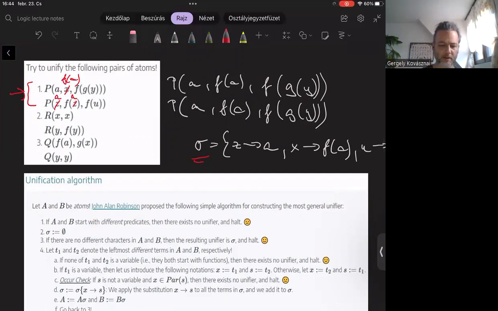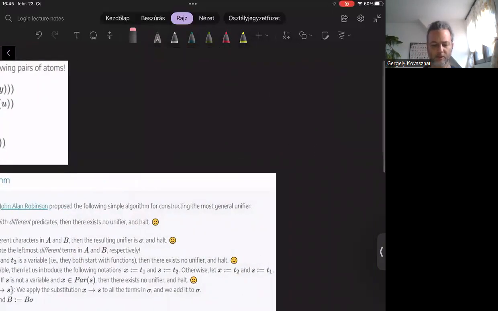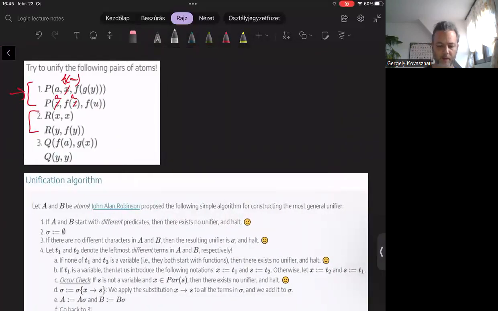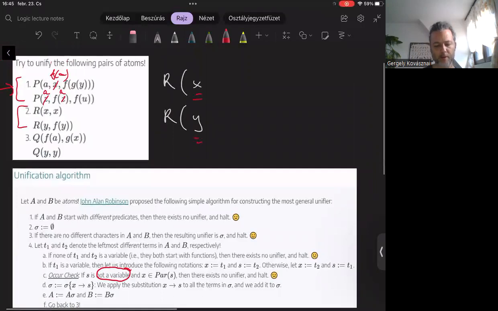Let's continue with the second pair of atoms. So as you can expect, the two atoms start with the same predicate symbol R. Then we find two different characters, X and Y. Actually, both are variables, so we can keep going, definitely. Occur check is only important when one of the terms is not a variable. In this case, both terms are variables, so we don't have to run occur check this time.